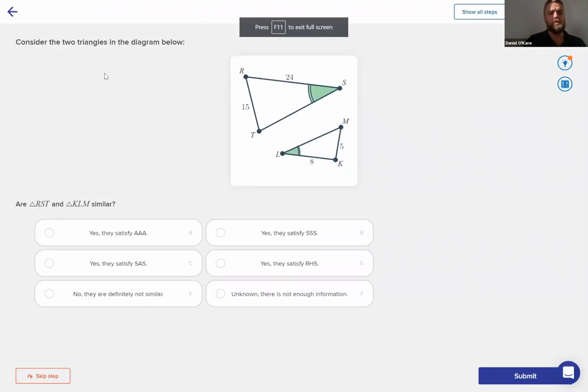What about these two triangles? Are these going to be similar? Yes or no? If yes, how will they be similar?